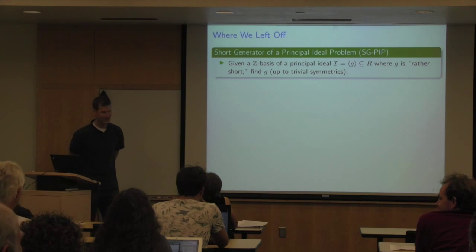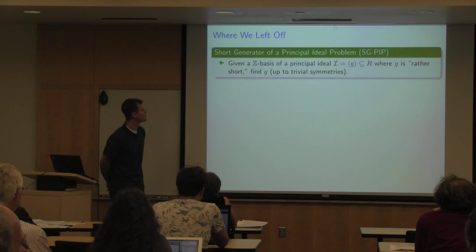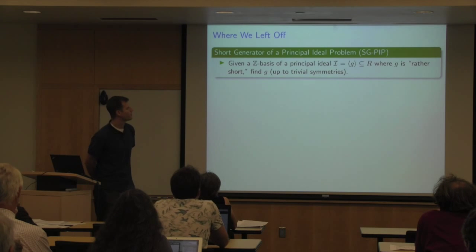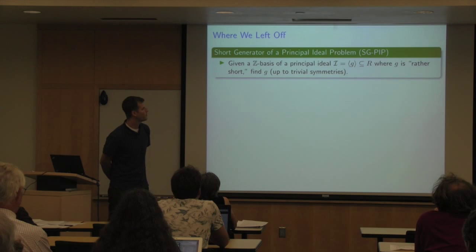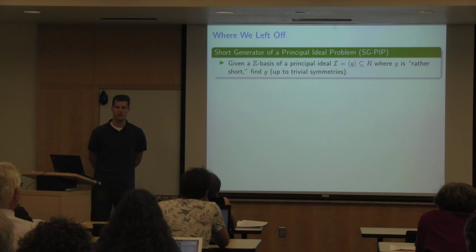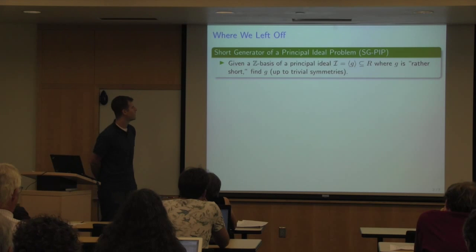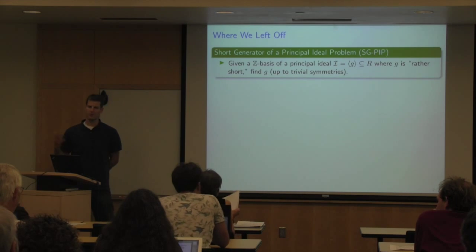So the problem is we're given an integer basis, a Z basis, of some principal ideal I in a ring, a number ring R, and I is promised to be principal, and moreover, it has a generator G, which is rather short, and that's in quotes. And the goal is to find this original G up to trivial symmetries, like multiplication by roots of unity.